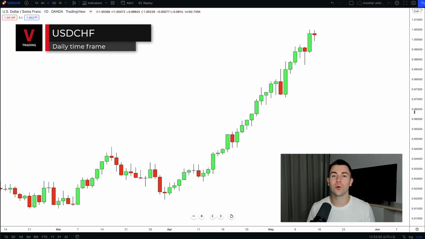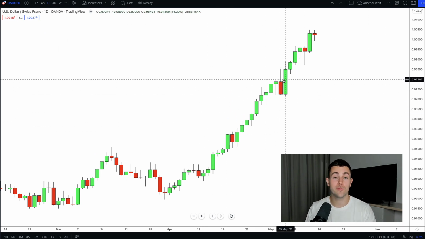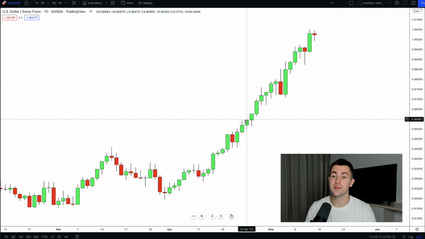I want to start our analysis with dollar Swiss pair. We are on a daily time frame, and as you can see, the market is very sharply bullish. For many days the market is growing, but something tells me that the pair right now is very overbought.